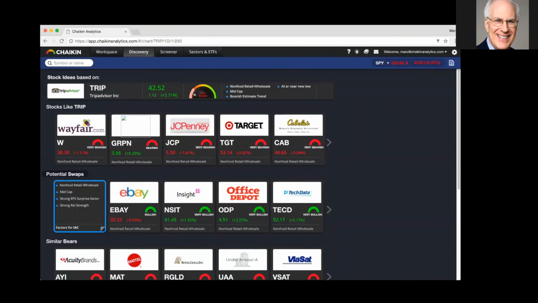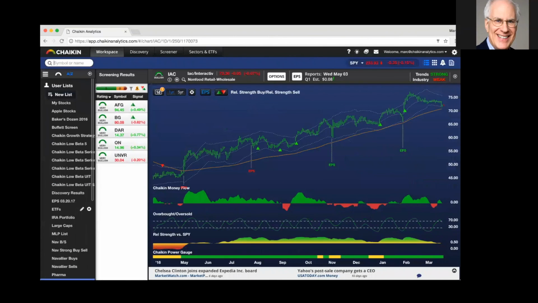And strong relative strength. So by clicking on this, I get taken back to the workspace, and I'm looking at IAC Interactive, and I see that it's just coming off an overbought, still barely outperforming the market. Power gauge bullish, it's holding support. It's doing better than most mid and small cap stocks. So this is a potential swap candidate. If I'm in Tripadvisor and I'm hurting, I might want to swap into IAC, or I may want to start monitoring this for a long entry point. Love to see it come down a little bit and test that long-term support line.